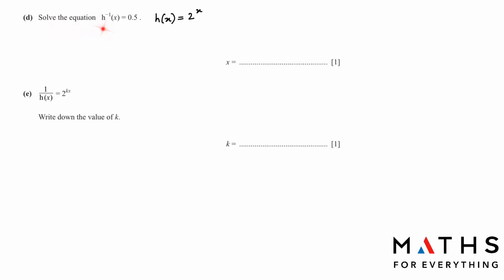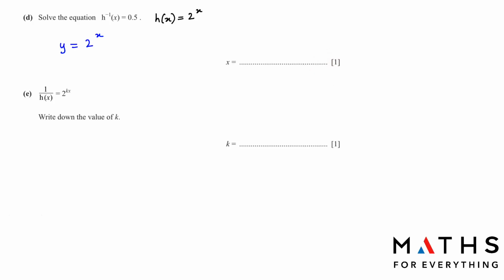Part D, solve the equation h inverse x is equal to 0.5. H of x is equal to 2 to the power of x. We know that h of x, g of x, or f of x, it's basically y. So we can write y is equal to 2 to the power of x. The way to find the inverse if there's an exponential power is that we add logarithms both the sides, but you are not learning that now. So I will just show you a quick way, and it's only for 1 mark.